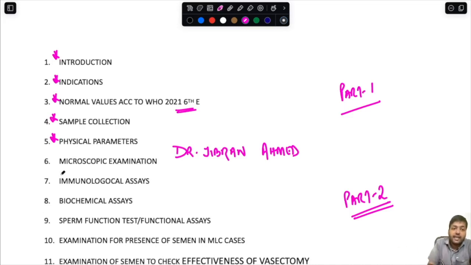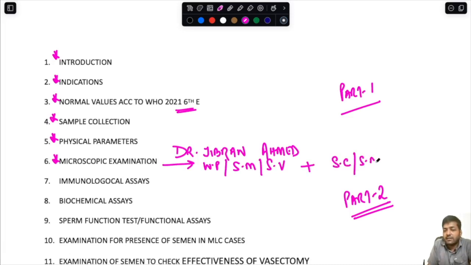Then we have the microscopic examination, wherein we are going to read how we have to thoroughly mix the sample, how to make a wet preparation, and then the parameters like sperm motility, sperm vitality, sperm numbers, and sperm morphology. In today's discussion, we are going to cover how we make the wet preparation and how we calculate the sperm motility as well as the sperm vitality. In the next lecture, we are going to start with the sperm concentration as well as the sperm number, and we will see the sperm morphology in part 2.